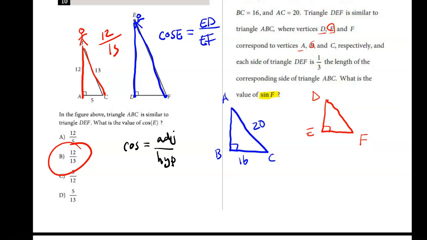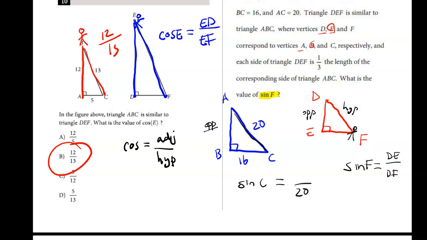Well, the sine of F, so let's talk about that real quick. The sine of F should be opposite. So if I'm standing here, it should be opposite over hypotenuse. So it should be DE over DF. Now, since these two triangles are similar, sine of F is also going to be the same thing as the sine of C, which is going to be opposite over hypotenuse.